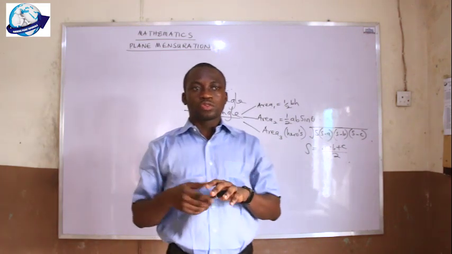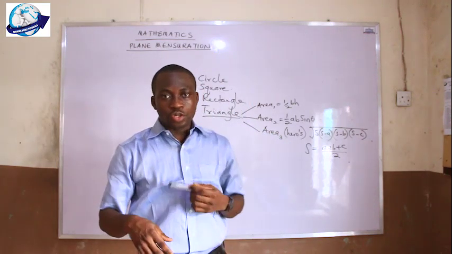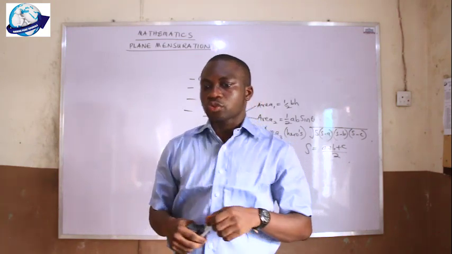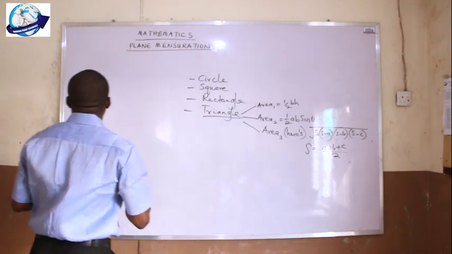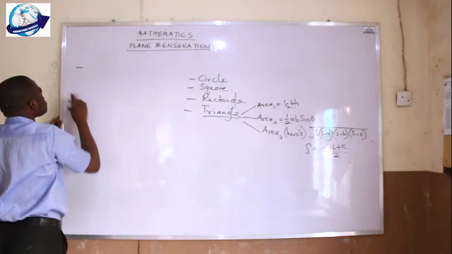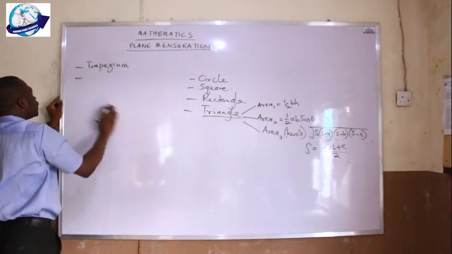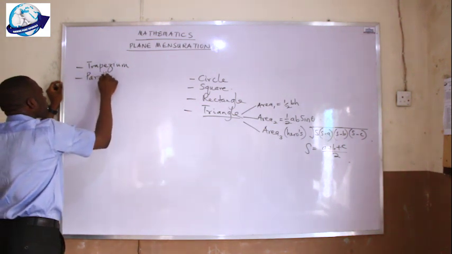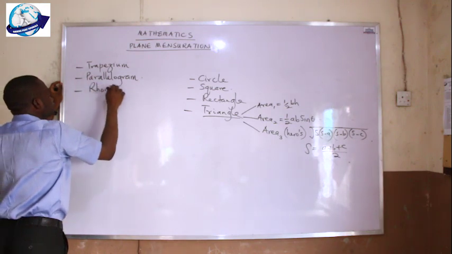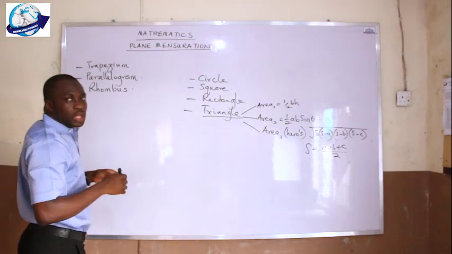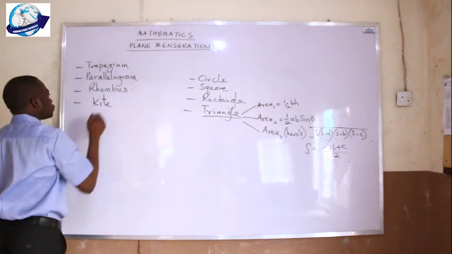So with this introduction, we'll go into the formulas for other plane shapes. What are the plane shapes we are dealing with today? Apart from these on the board, we are going to look into the trapezium. We'll consider the parallelogram, we'll consider the rhombus, and then we may likely end with kites.